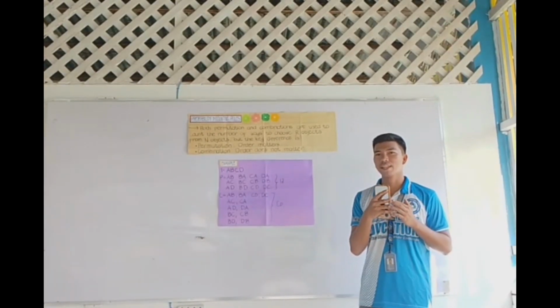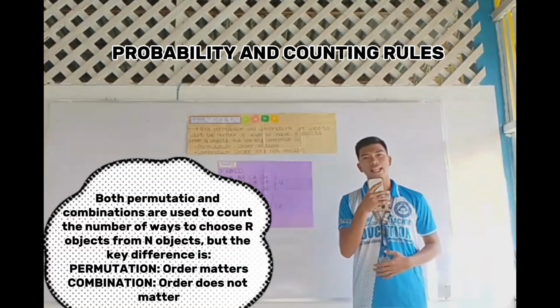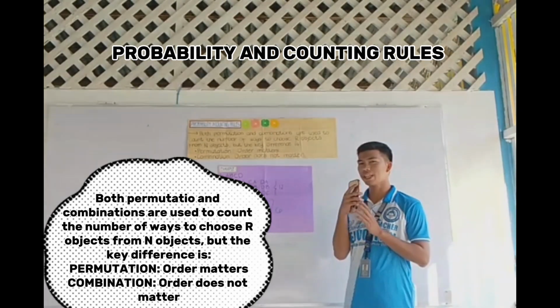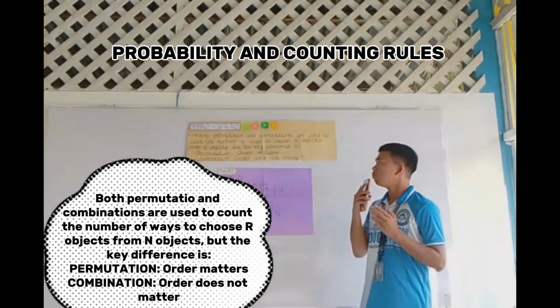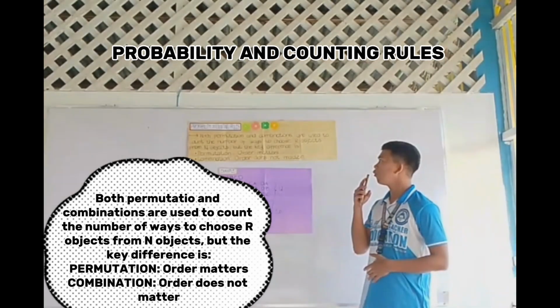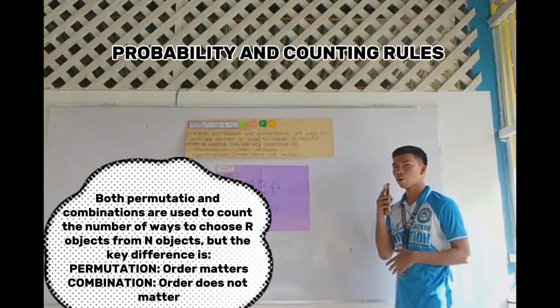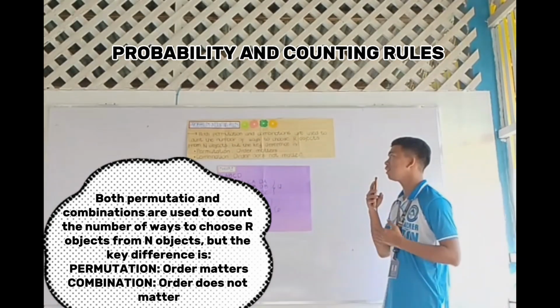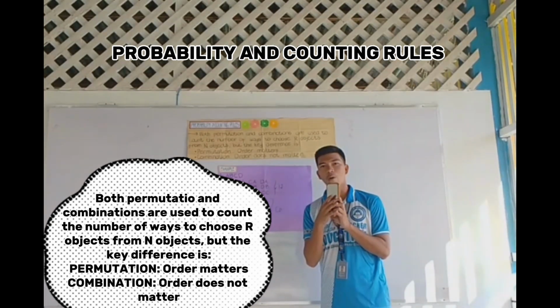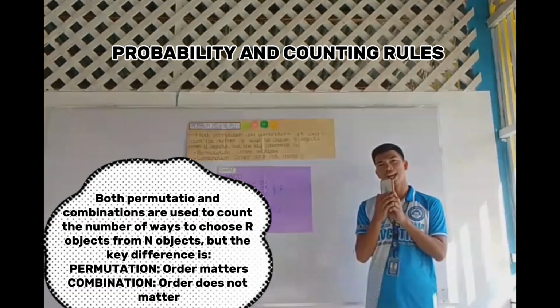Our next topic is all about probability and counting rules. Under probability and counting rules, we have permutations and combinations. Both permutations and combinations are used to count the number of ways to choose r objects from n objects, but the key difference is that in permutation order matters, while in combination order does not matter.